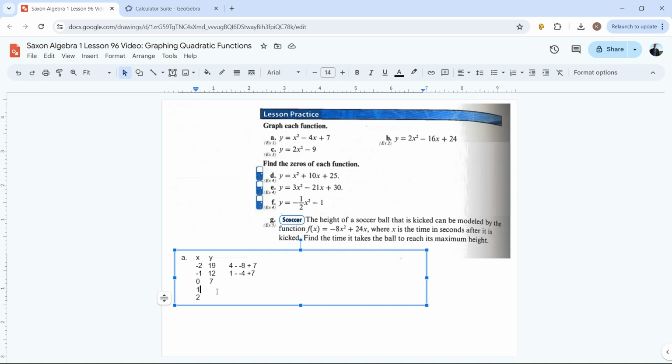All right, plug in 1. If I plug in 1, I get 1 minus 4. Now that our numbers are positive, this is going to be a little easier. 1 minus 4 is -3, plus 7 is 4. 2 squared is 4, minus 4 times 2 is 8. 4 minus 8 is -4, plus 7 is 3.